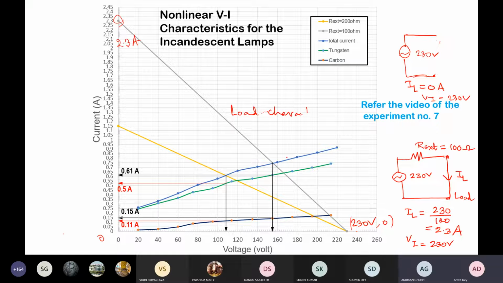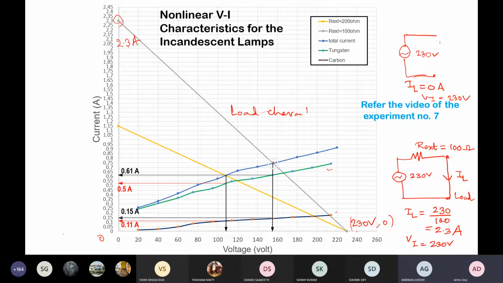So for any kind of load in between, any kind of load resistance, here if we can now just draw the plot between voltage and total current, then that will give us the current through the parallel path. So for that, see here, this black one is your carbon characteristics, and the green one is your tungsten filament lamp characteristics. So when we add them up, we get the total current which is passing through the circuit, and that is where it is intersecting with the load characteristics, that is this.